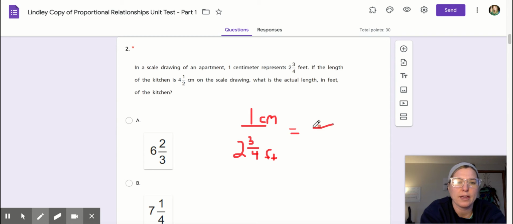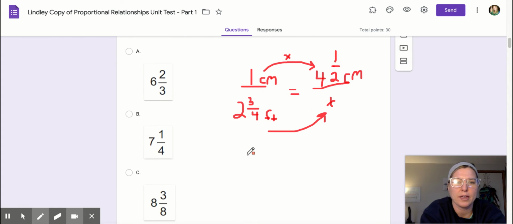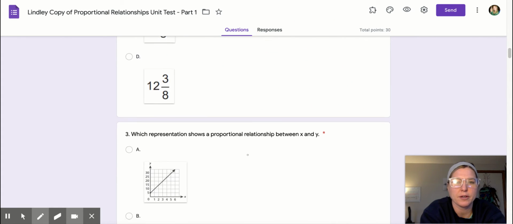So you know that this is 4.5 centimeters. And that's centimeters. And they want to know what that number is that goes down here. What do you have to do to get from here to here? I'll give you a hint. Whatever you do to the top, you have to do to the bottom to get that number. So go ahead and solve that one, and hopefully you get it correct.